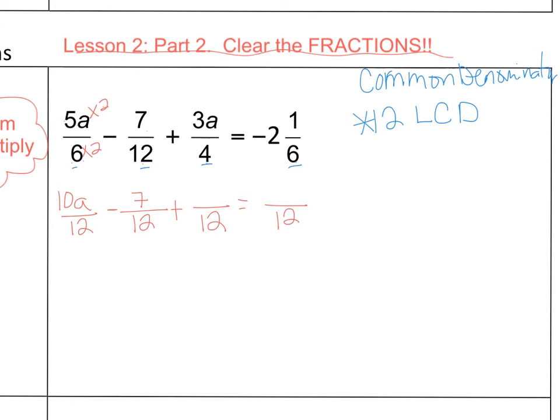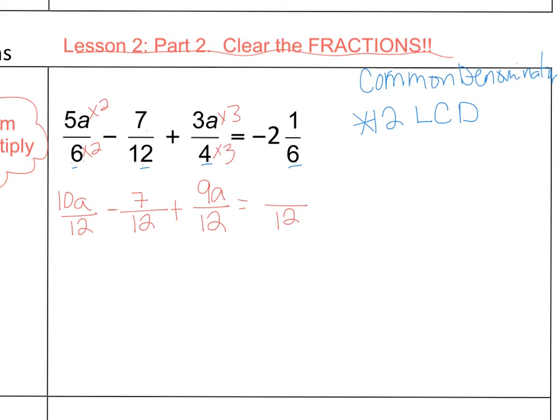This term number 2 is already done for me. Woohoo! Moving on to the 4. To get from a 4 to a 12, I multiply by 3. That's what I do to my numerator. Does this seem familiar? We do this with our fractions when we add and subtract. We just happen to have some variables now. Okay, so don't let this drive you crazy. 3a times 3 is 9a.